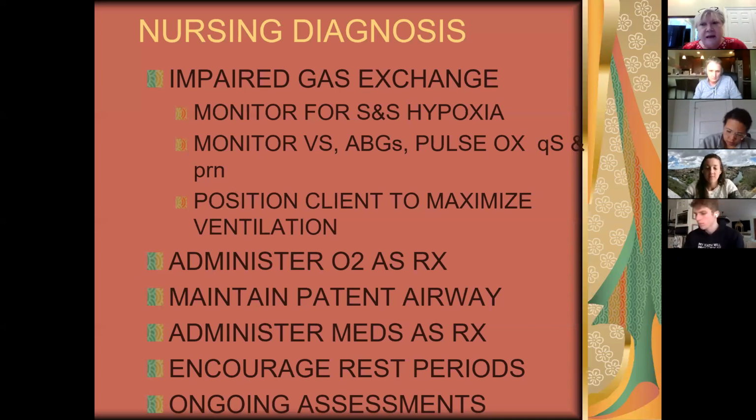Encourage rest periods. They have a lot of activity intolerance. You want to give them their breathing treatments before they eat. Give them a breathing treatment and then rinse their mouth out afterwards, because breathing treatments taste nasty. You give them a breathing treatment and then you feed them so that they have a little bit more energy to eat. It takes a lot of energy to eat. Someone that is short of breath doesn't eat very well because it takes too much energy. Breathing treatment first, rinse their mouth out, then feed them.